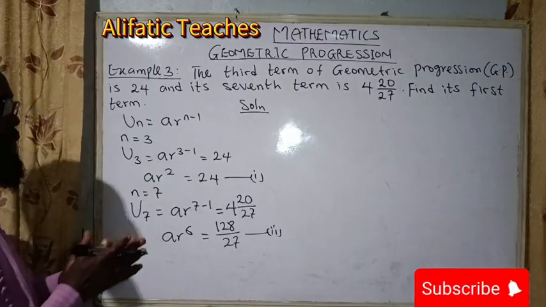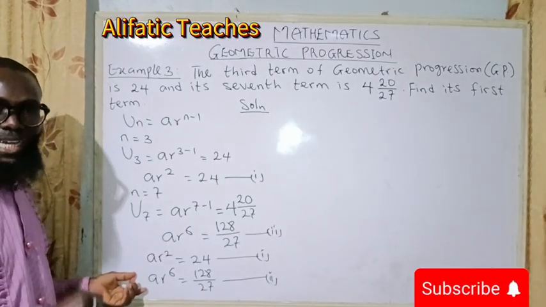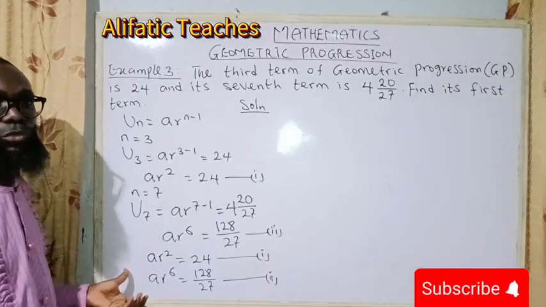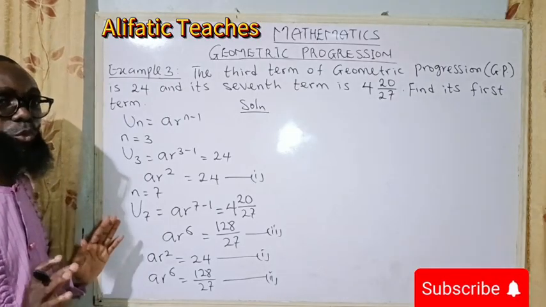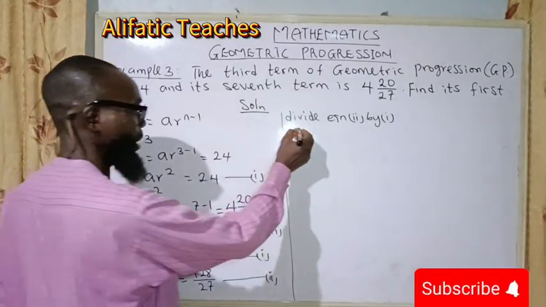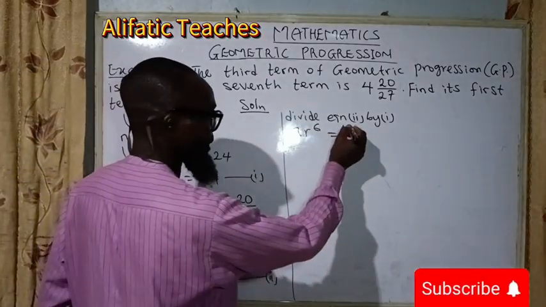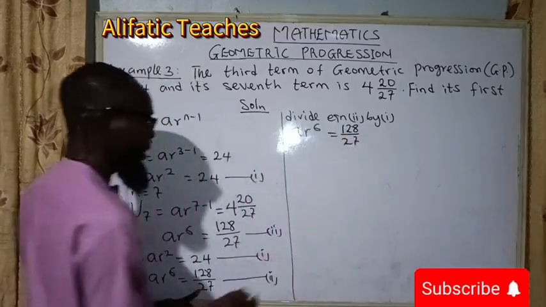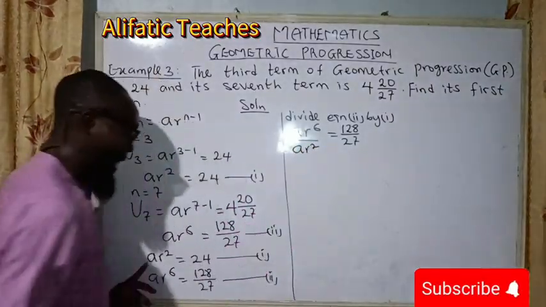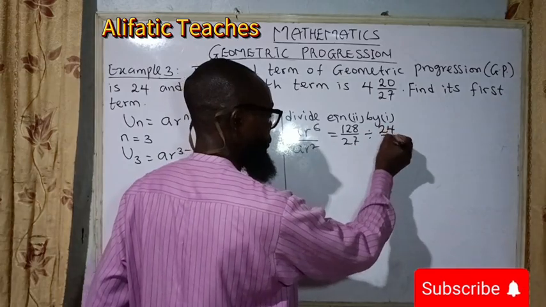Okay, let's take equation 1 and 2 together. This is equation 1 and this is equation 2. Since we know that GP means exponential, that is division, we are going to divide equation 1 by 2, or you divide equation 2 by 1, any way you wish. Now I want to divide equation 2 by 1. My equation 2 is A R raised to power 6 is equal to 128 over 27. Now, divided by equation 1, which is A R squared. Since this is 24, let me just show you with this sign divided by 24 over 1.